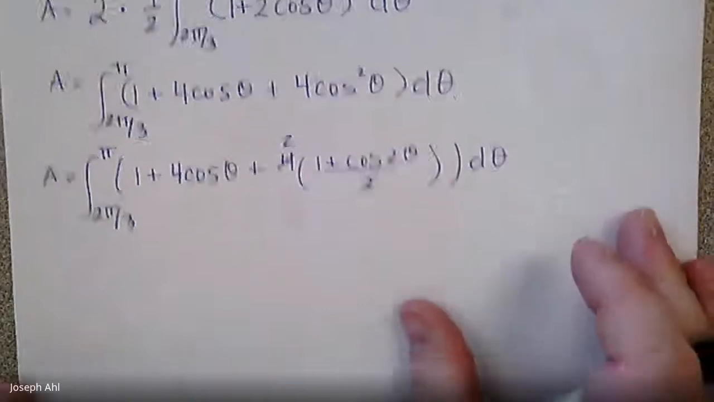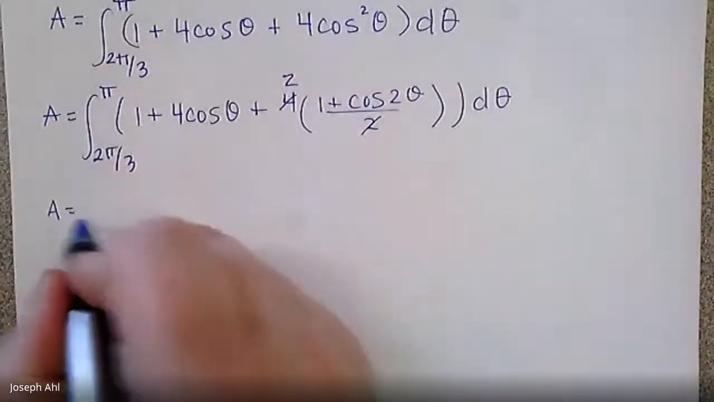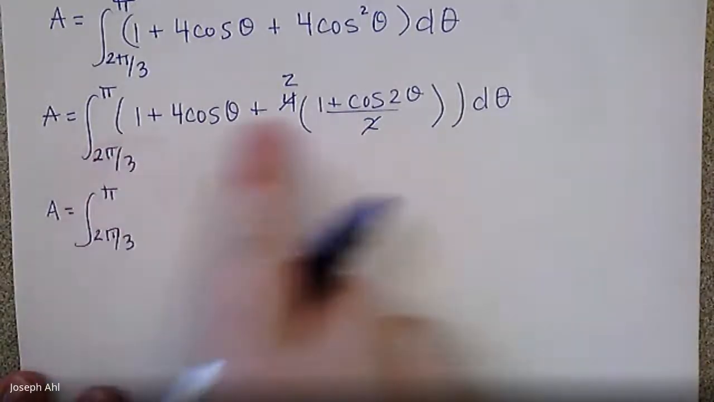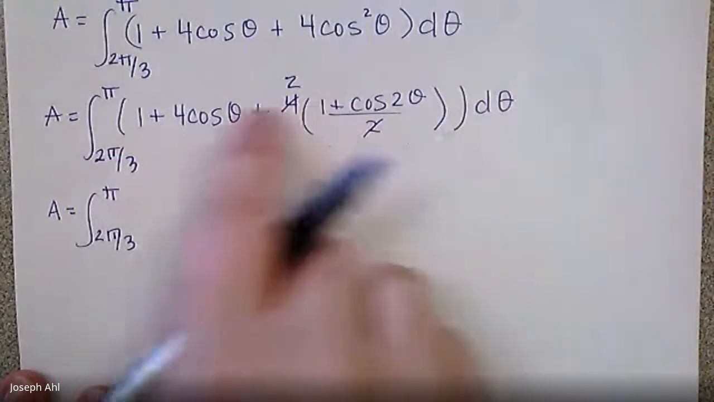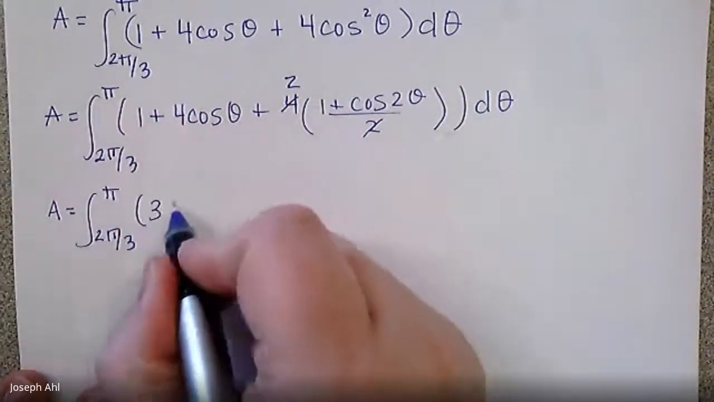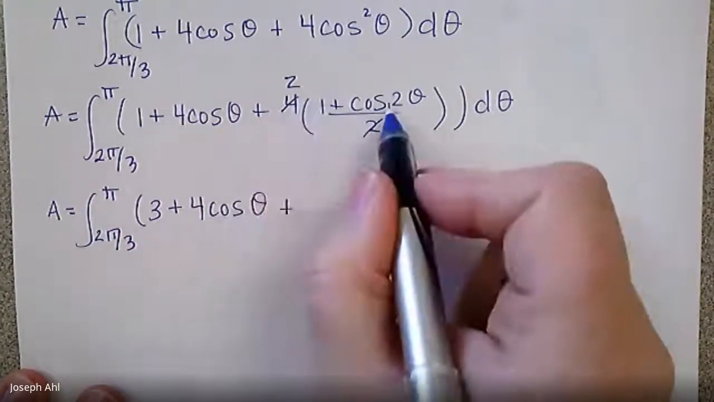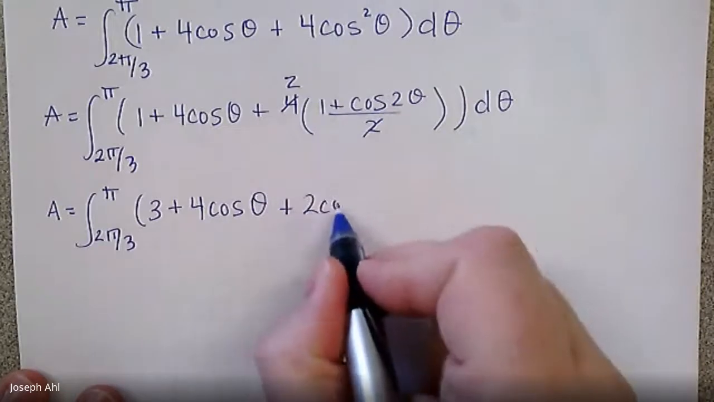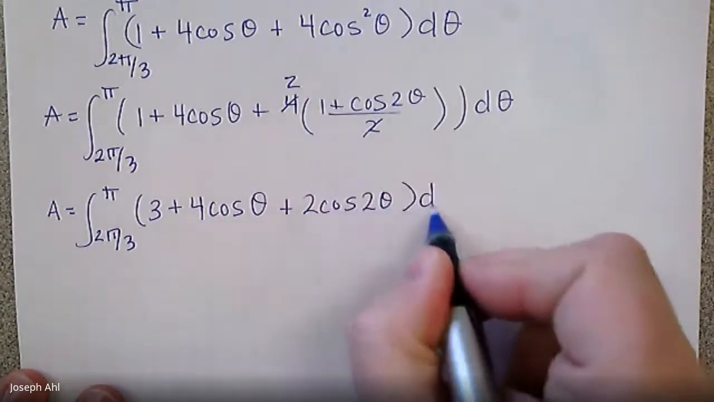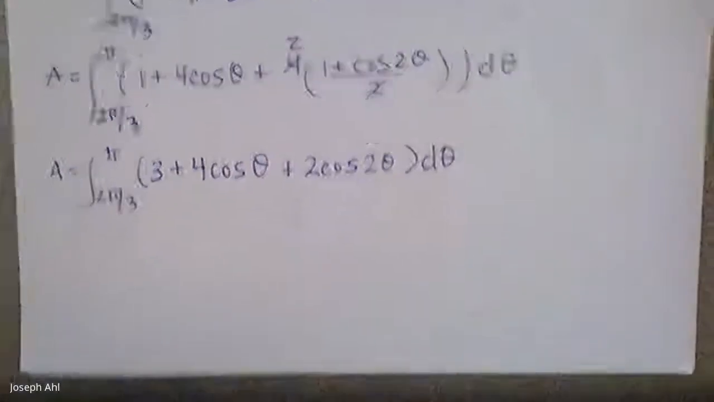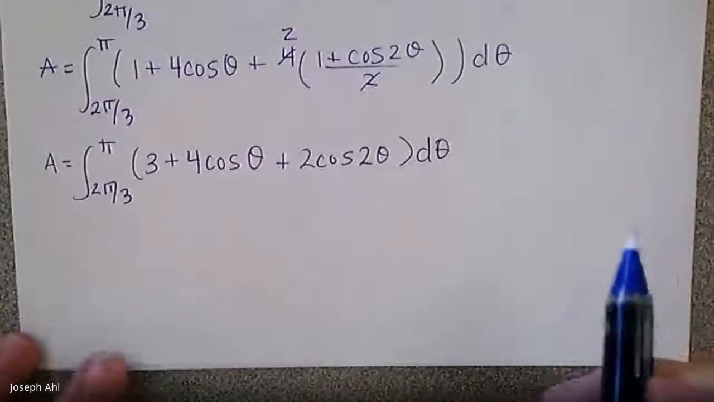All right, when all said and done, we're just about ready to integrate here. I'm going to combine a little bit more with like terms before I do so, because if I distribute that 2 in, 2 plus the 1 out front is a 3 plus 4 cos theta, plus when I distribute the 2 over here, it's going to be 2 cos 2 theta with respect to theta. Okay, so we're pretty close. It's a good thing I'm running out of space.